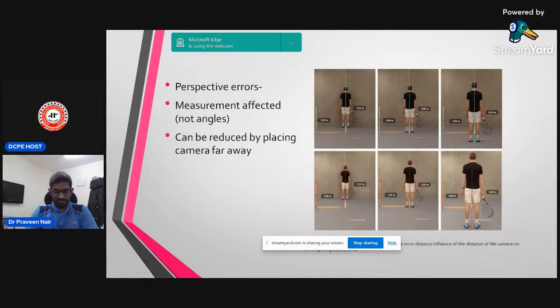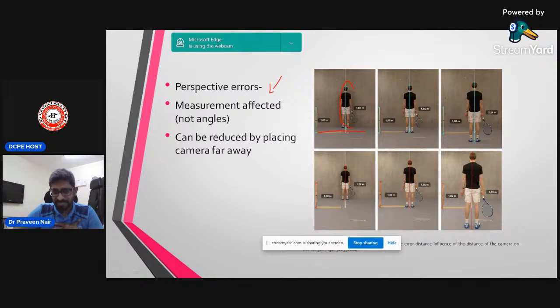Okay, so here are certain errors which you may encounter if you're performing your action out of the plane of motion of the calibrated zone. These errors are called perspective errors. So here you can see this is the intended plane of motion. I want to measure this athlete's height in this plane of motion, but the athlete is standing outside the plane of motion.